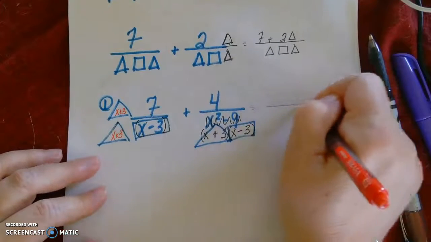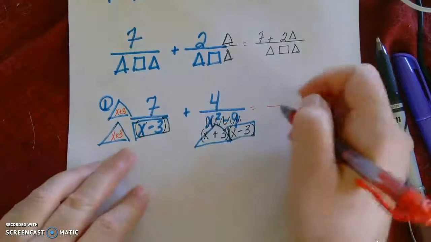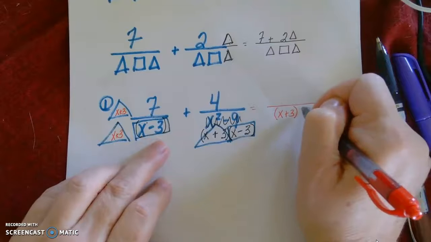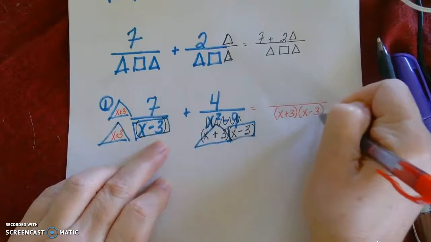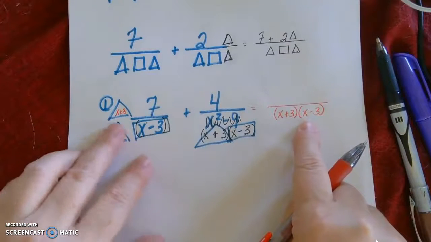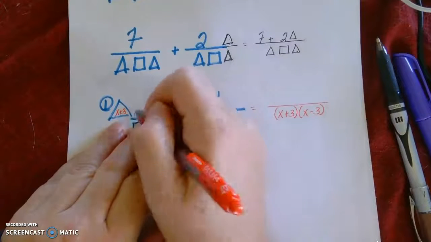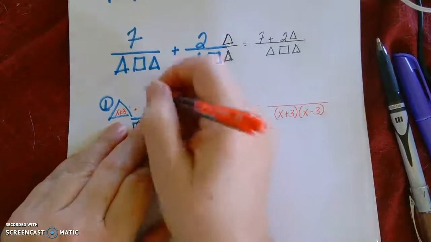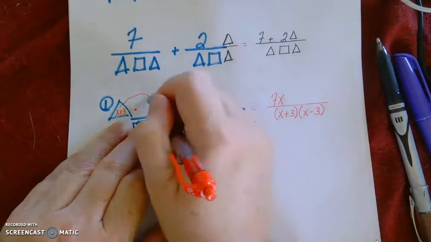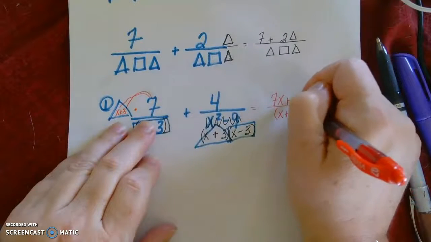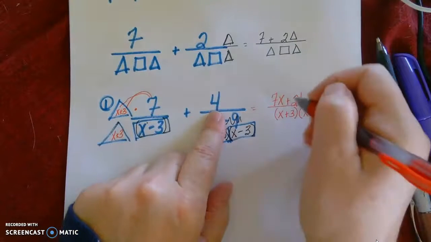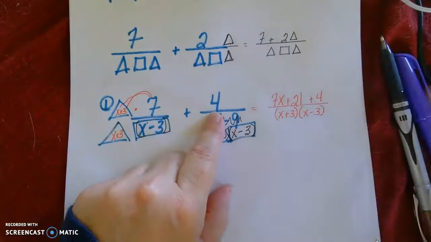So now, let's see. In our denominator, both of them have an x plus 3, and both of them have an x minus 3. And it doesn't matter which one comes first, as long as I have both of them there. Now, in my numerator, I have to multiply here. So 7 times x gives me 7x. 7 times 3 gives me 21. My second fraction, I have nothing to multiply, so I have plus 4.